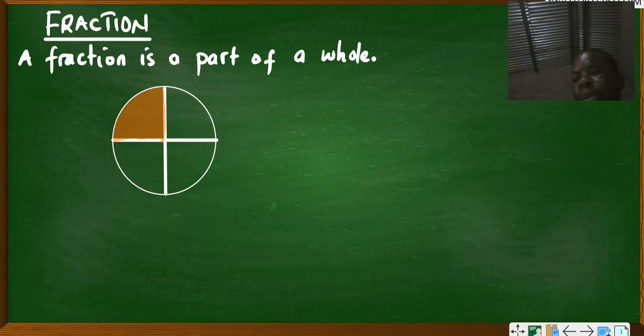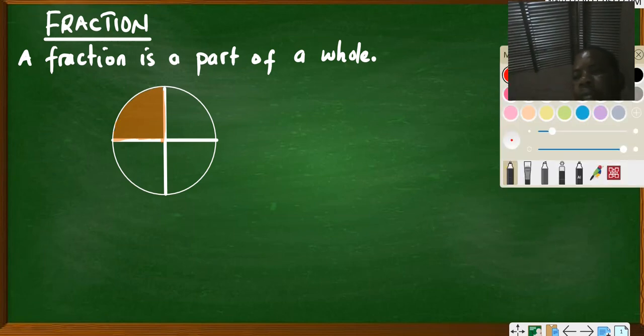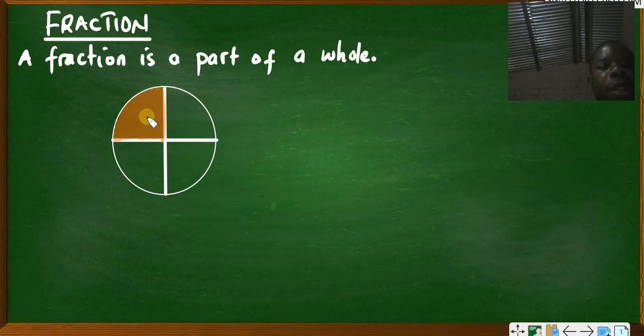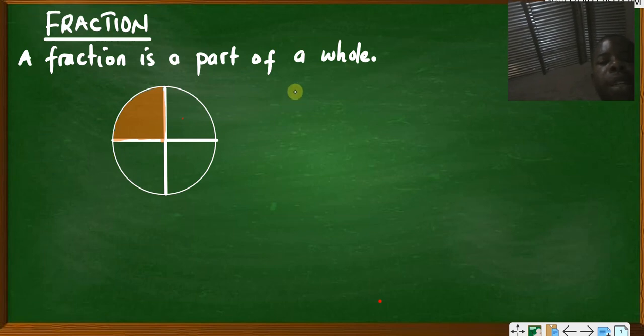So what I've done here, I have a circle, right? A circle is a whole. I've just painted a quarter of a circle. A circle has how many parts? 1, 2, 3, 4. I've cut it into 4 parts, and I have only painted 1. So this information can be represented as a fraction where I can say that I've painted 1 of 4.